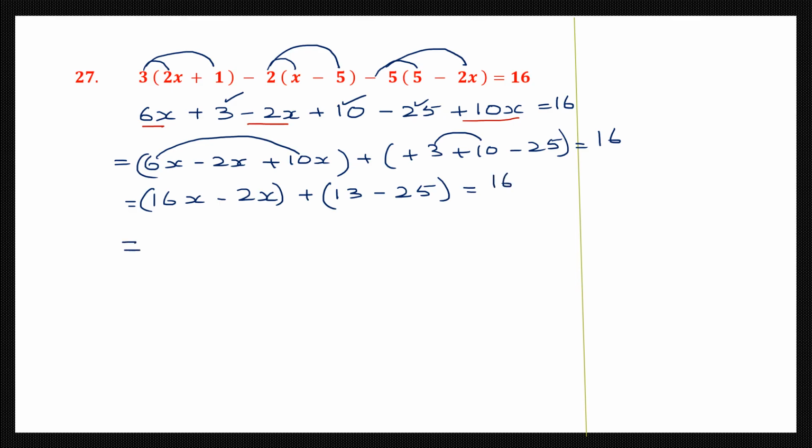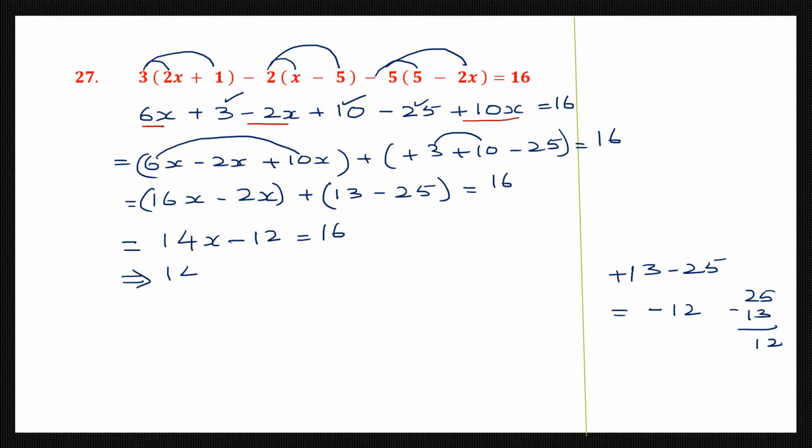Let's continue. 16x minus 2x. 16 minus 2 is 14. 14x. Now here 13 minus 25. Let's do that. 13 minus 25. So signs are different. Put the sign of the bigger number and subtract. 25 minus 13 when we subtract. 5 minus 3 is 2. 2 minus 1 is 1. Minus 12. So let's write that here. Minus 12 equals 16.